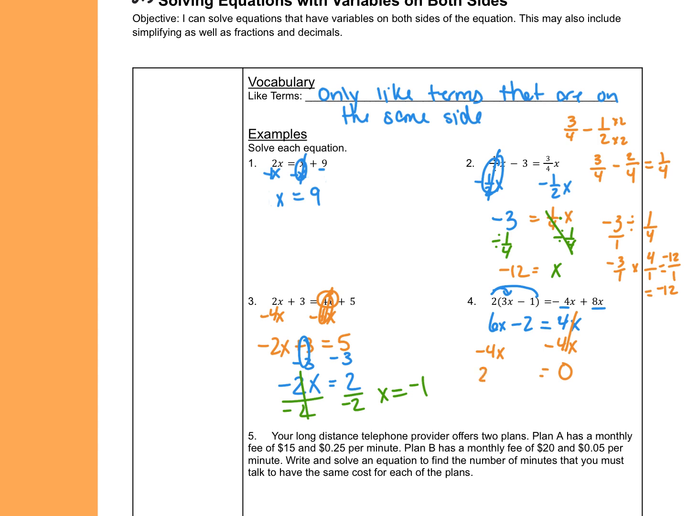6x minus 4x is 2x, and then I still have that minus 2 that I need to bring down. And then I can continue solving this 2x, so I would add 2 to both sides. 2x is equal to 2. Divide by 2, x equals 1. If this 0 confuses you, let's solve it a different way so we can avoid getting that 0.